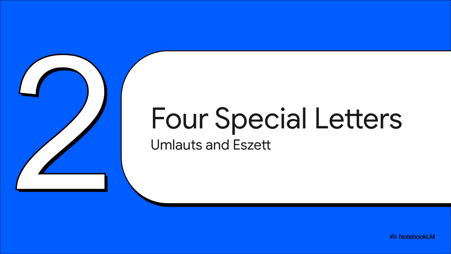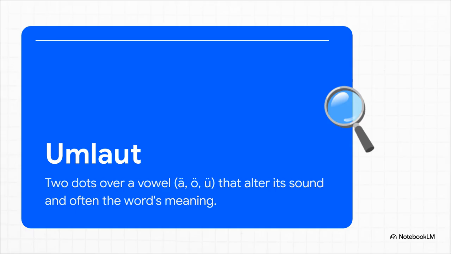Section 2, 4 special letters, the umlauts and the SZ. Aside from the standard 26 letters we just looked at, German has 4 special letters. But hey, don't let them intimidate you. Once you know the trick, they're a breeze. First up, let's talk about the umlaut. An umlaut is just 2 little dots placed over a vowel, specifically A, O, or U. But these 2 little dots, they are incredibly powerful. They don't just change the sound of the letter, they often change the entire meaning of the word.